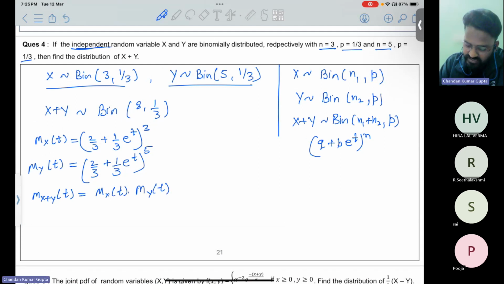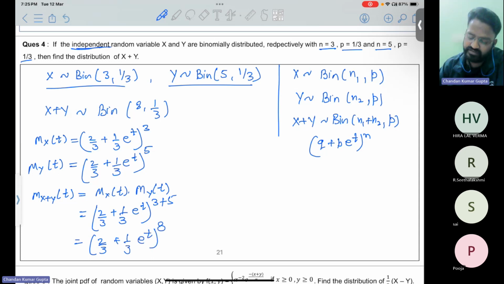Okay. That means 2 by 3 plus 1 by 3 e to the power t, whole to the power 3 plus 5. That is nothing but 2 by 3 plus 1 by 3 e to the power t, whole to the power 8.